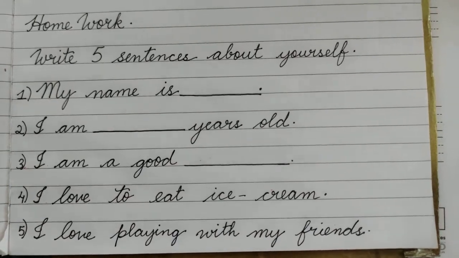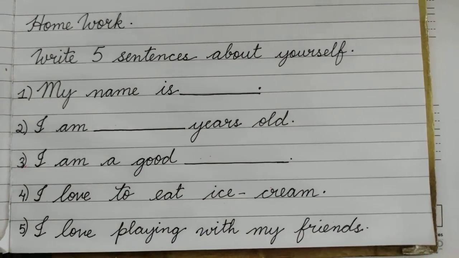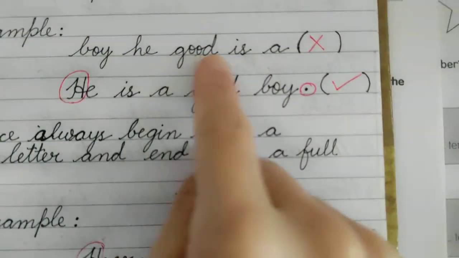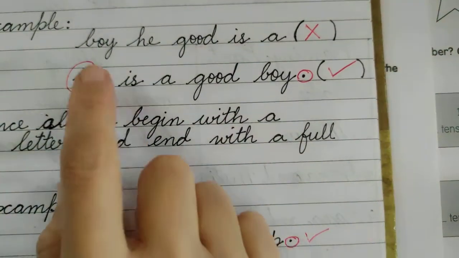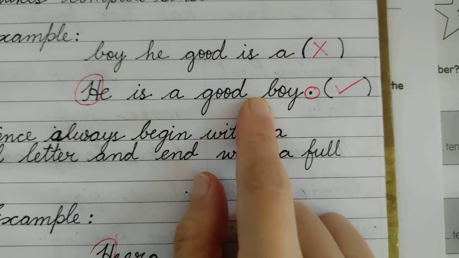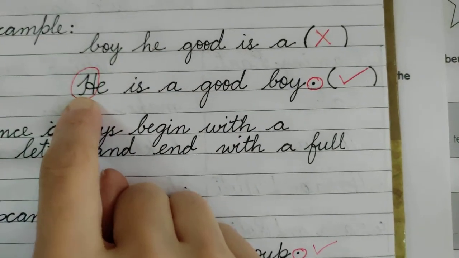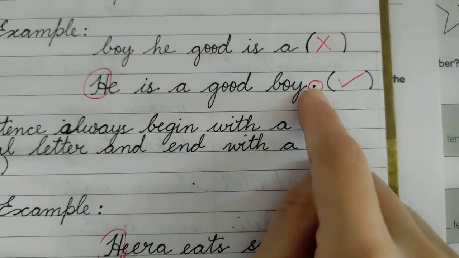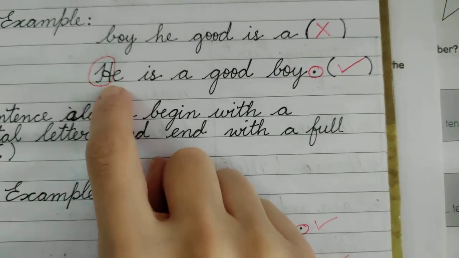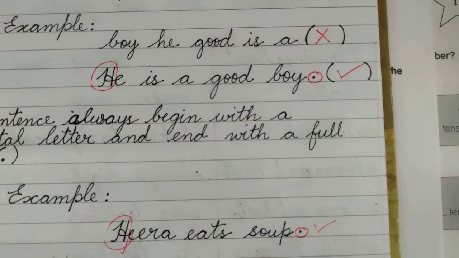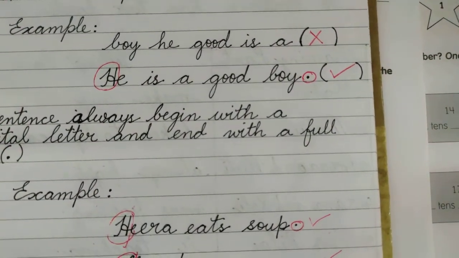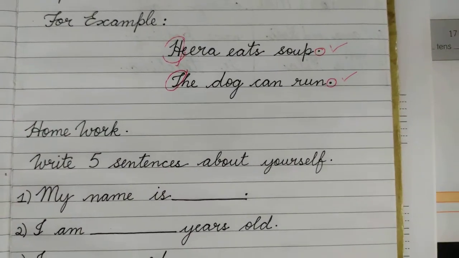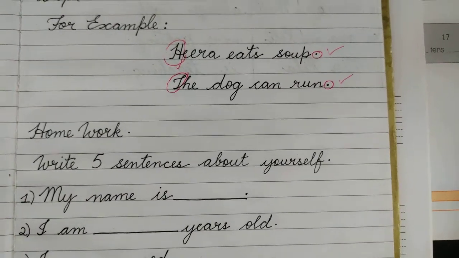Okay, now first you need to understand a sentence is a group of words that makes complete sense. Not like this one here. "Boy, he good is a." That does not make sense, right? But "He is a good boy." Now this makes sense. And always it begins with a capital letter and ends with a full stop. Okay, students? Now if you do not write a full stop, it will be wrong. Okay? And if you do not write with a capital letter, if you write with a small letter, that will also be wrong. So remember the rules for writing a sentence. You have to always begin with a capital letter and always end with a full stop.